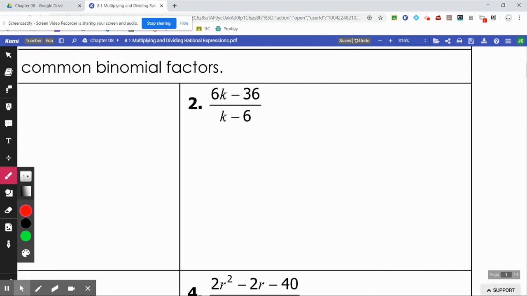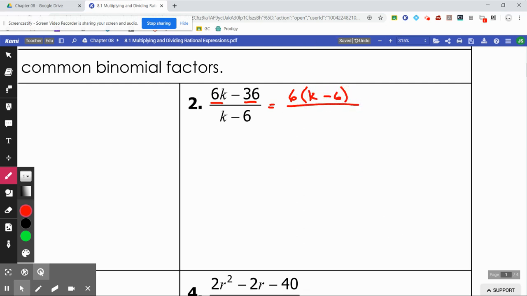Number 2, now we are dealing with binomials. You cannot cancel the k's. That is number one rule you cannot do. However, what we're going to do, factor everything that's factorable. 6k minus 36 has a 6 in common. Pull the 6 out of each of those, leaves you with a k and a negative 6.